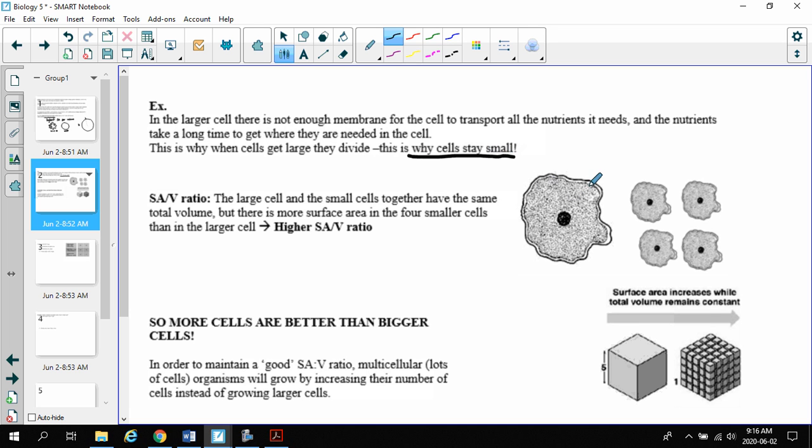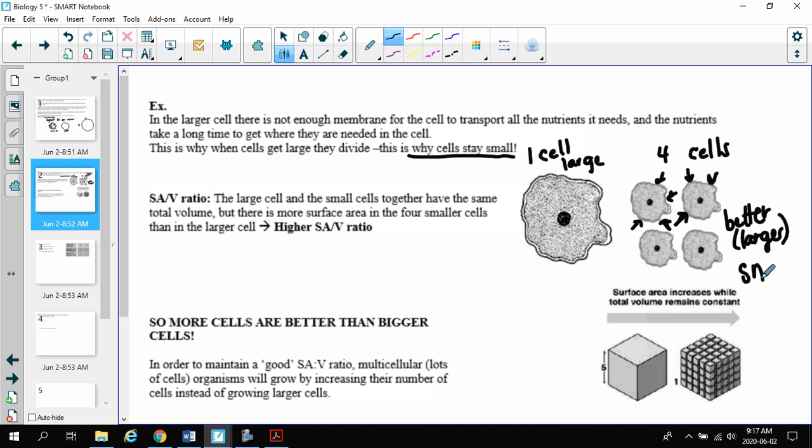So if we had these two sets, one cell, it's large, or we had four cells, each are smaller, but say they had the same volume in total. Again, these four are going to have more surface area in which diffusion or osmosis or any type of transport can be occurring. But this would have a better, I'm saying better, but I mean larger surface area to volume ratio. And that's what we want.